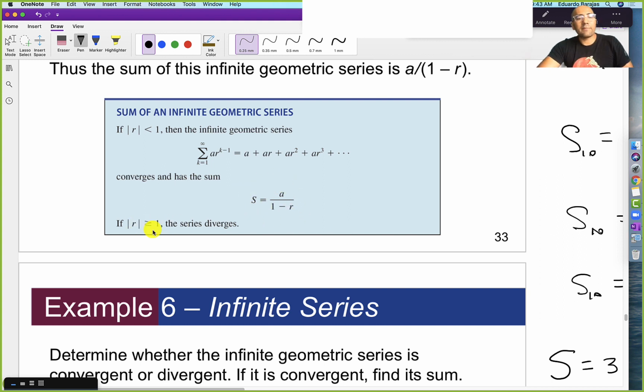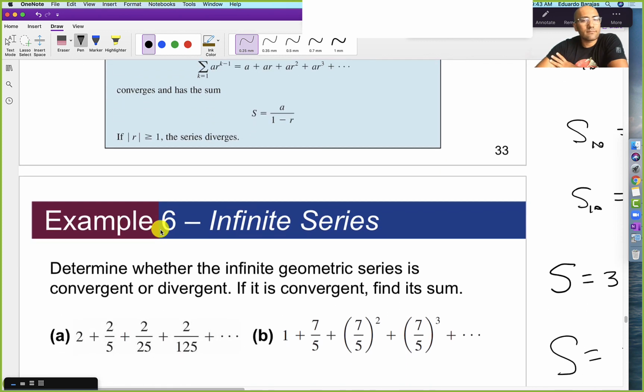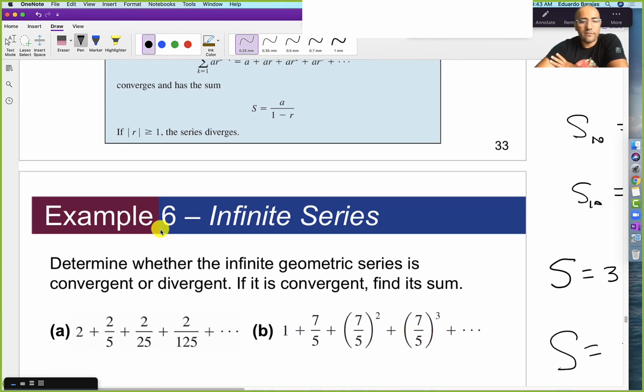On the other hand, if the absolute value of r is greater than 1, then the series diverges. Right? It just blows up. It will not get infinitely close to a specific number. That's what that means. Questions? Sort of, maybe, kind of.